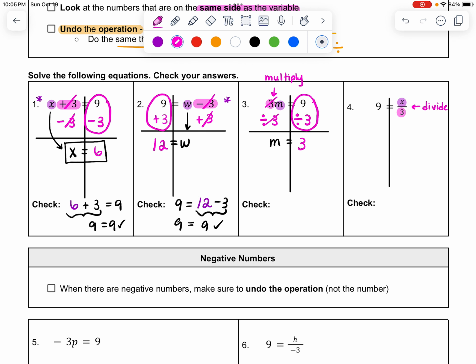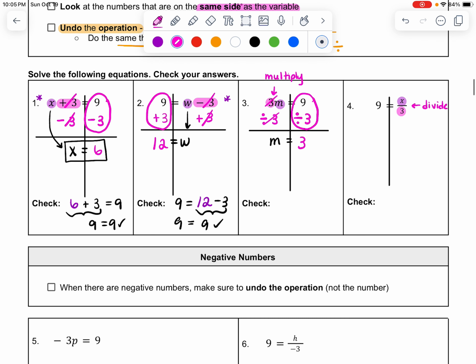So I have to think to myself, what is the opposite of division? And the answer is multiplication. I'm going to multiply by 3 on both sides. So if I cross out the 3's, all that's left on the right-hand side is the x. And on the left-hand side, 9 multiplied by 3 is 27.